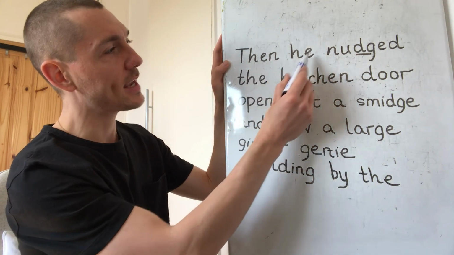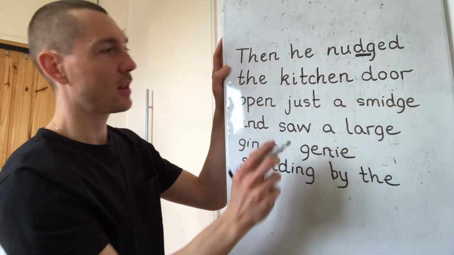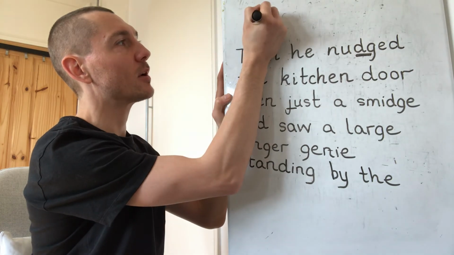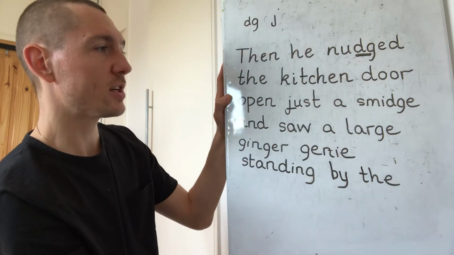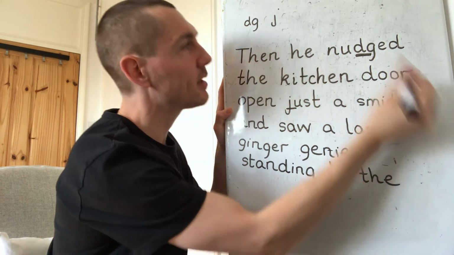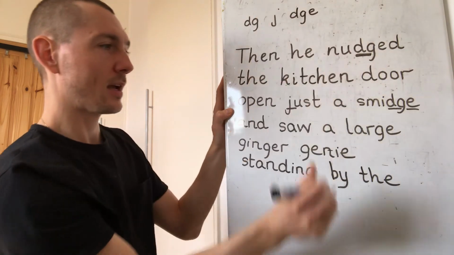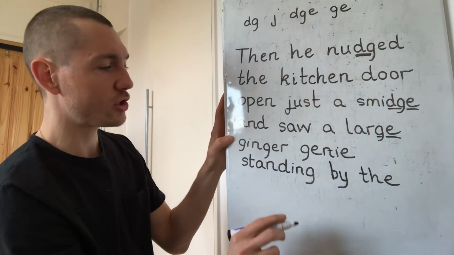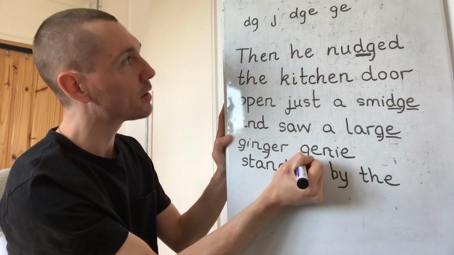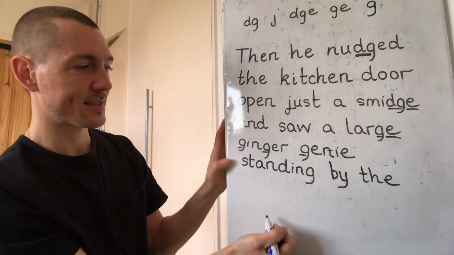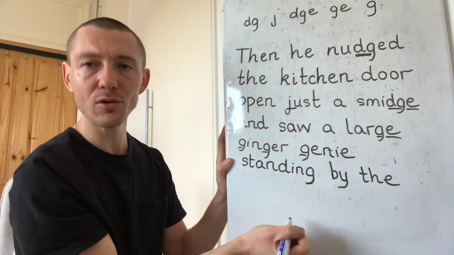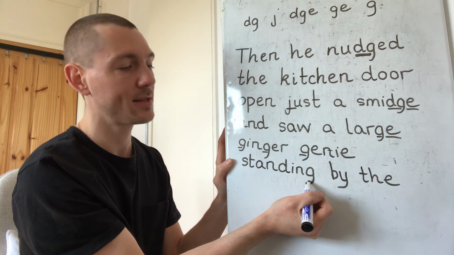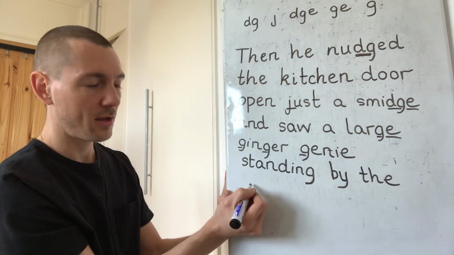Let's have a look before we go on to the last word, and let's underline our j spellings. Then he nudged, DG spelling of j. The kitchen door open just, J spelling of j. Let's write them up here. Just a smidge, DGE. And saw a large, GE spelling. Ginger, genie, the G spelling of j, 3 times there. Standing, now the G in standing is not a j spelling, is it? It's part of that sound at the end. 2 letters, 1 sound. So don't be tricked by that. Standing by the fridge. Good.